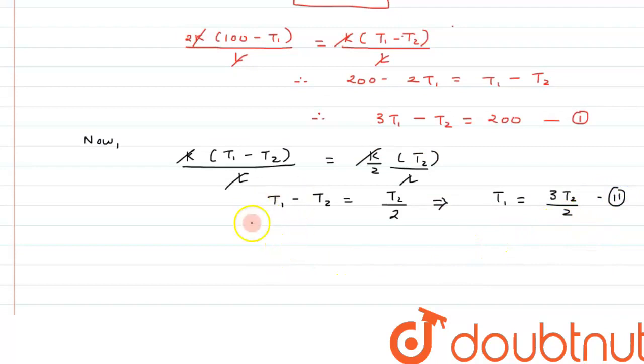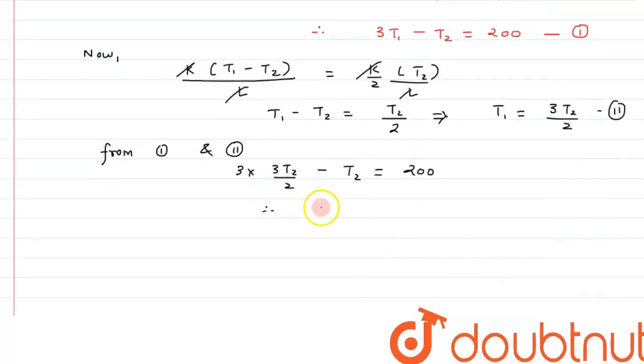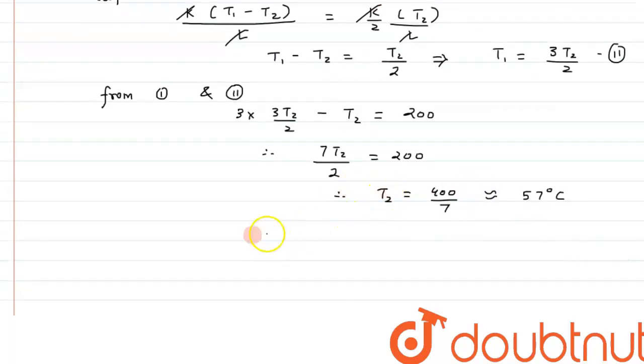So from equations 1 and 2, if we substitute this value in equation 1, we can write 3 into T1, which is 3 T2 by 2, minus T2 equals 200. Therefore 9 T2 by 2 minus T2 gives 7 T2 by 2 equals 200. Therefore the value of T2 equals 400 by 7, which is approximately 57 degrees Celsius. So we have calculated the value of T2.